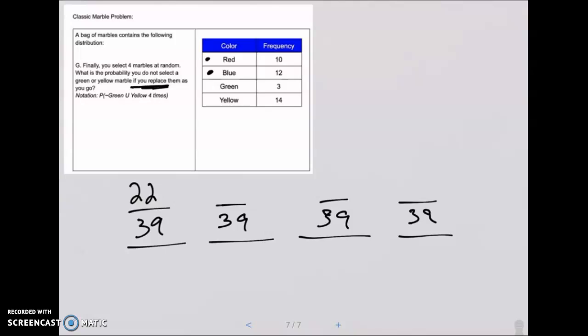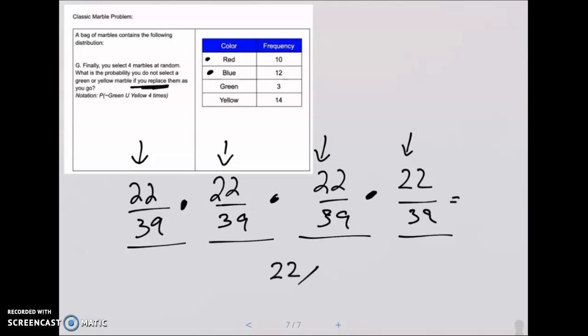And go ahead and we're replacing each one as we go. So each event is going to be independent of the other one, meaning the first marble does not affect the second marble, and the third marble does not affect the fourth marble. And then because we're trying to find their combined probability, we can go ahead and just multiply them together. So this is going to be a crazy number. Actually, you can write it like this, 22 over 39 to the 4th. If you want to leave it like that, that's fine.